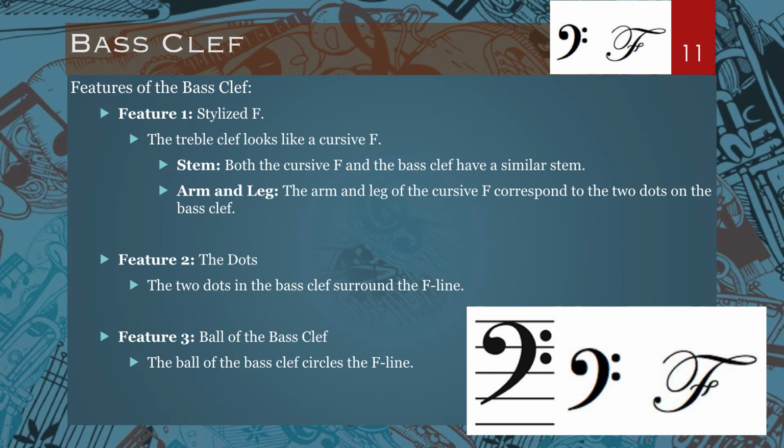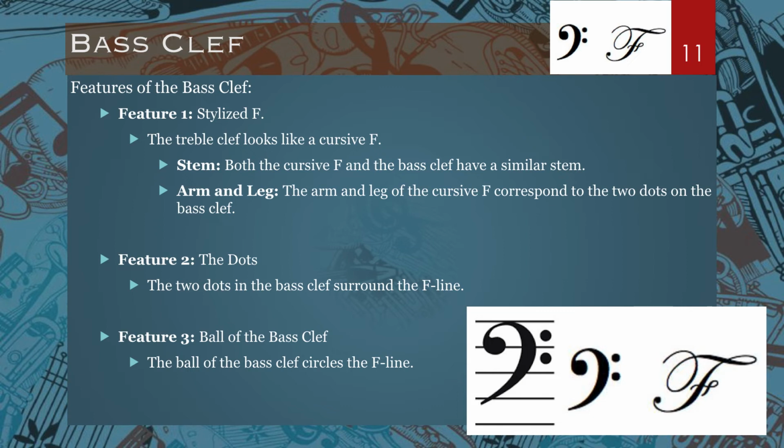So now we're going to talk about a few of the features of the bass clef. The first thing you need to know is that the bass clef is basically a stylized F. It looks like a cursive F. If you look at the image in the upper right portion of your screen, you'll see the F and the bass clef look very similar. Now the stem on both the cursive F and the bass clef look the same, right? They both curve off to the left.